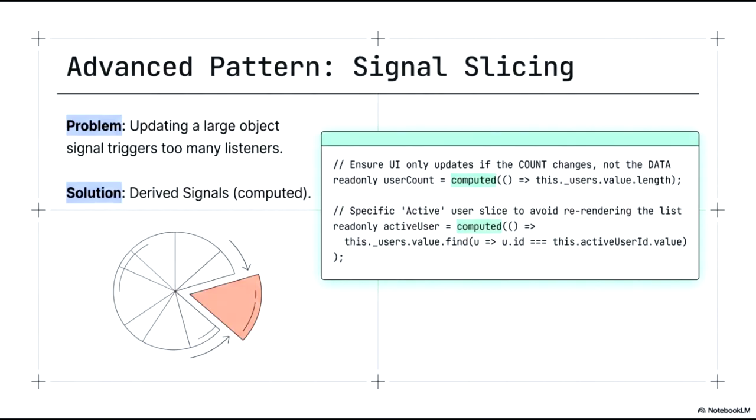In the second example, we create a slice for the active user. By using computed to find a specific user within the array, we ensure that the UI focusing on the active selection isn't forced to re-render every time there is a change elsewhere in the list. This strategy provides fine-grained reactivity, ensuring that our application remains performant by only processing the specific data slices that are relevant to the task at hand.